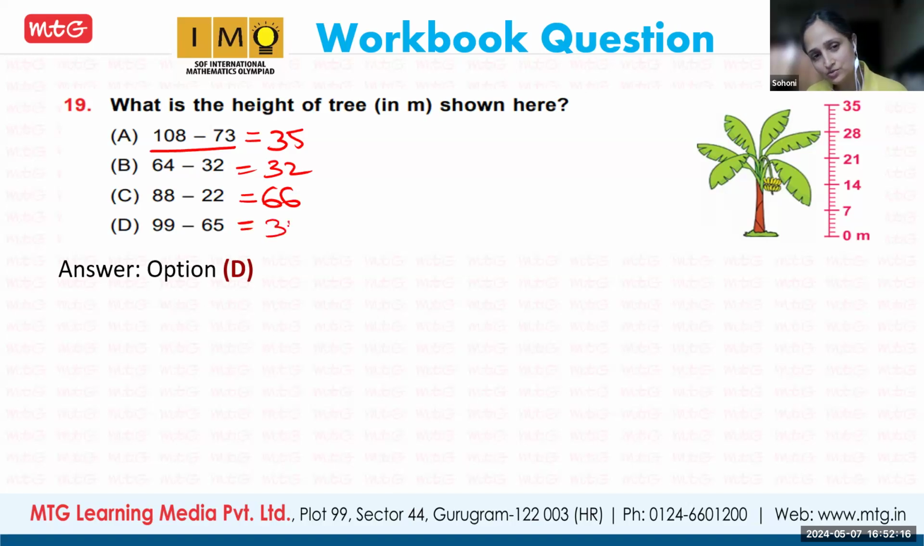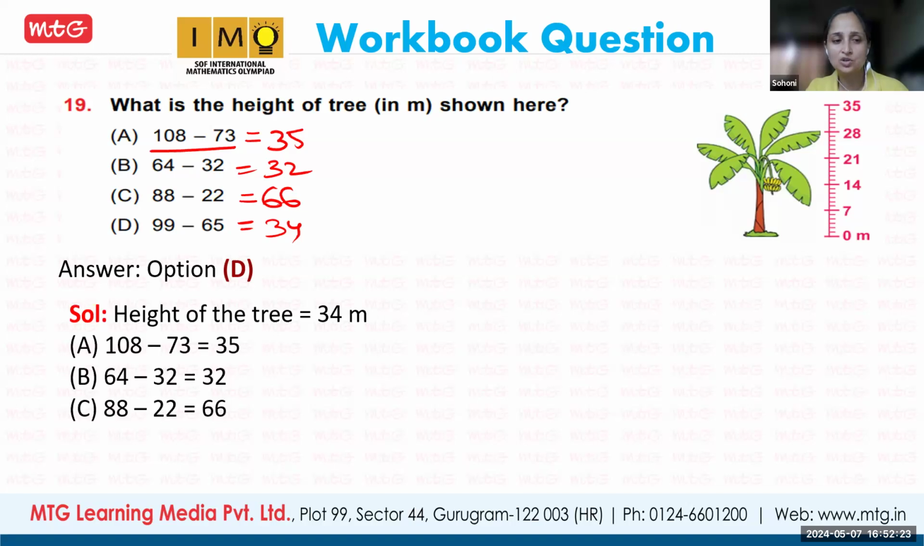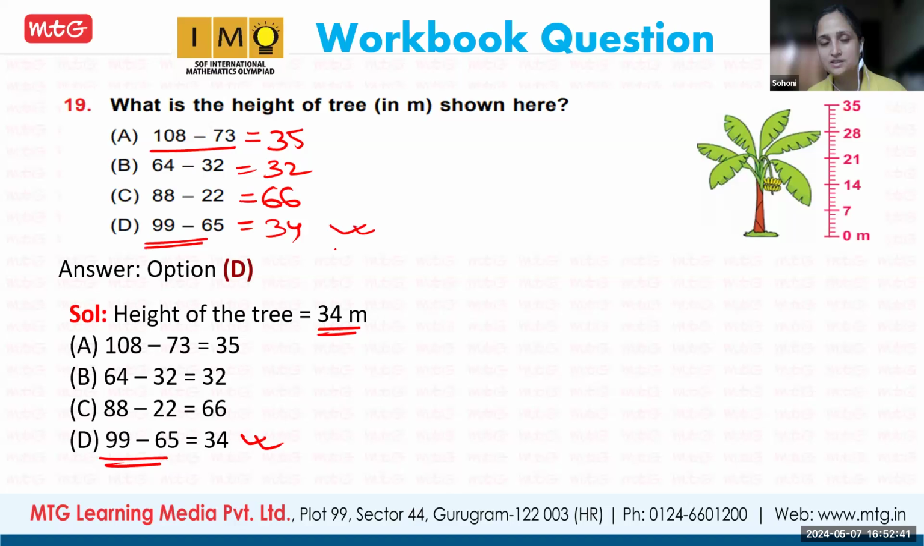Ma'am, 34. So that means the height of the tree, which is 34, is same as option D. So that's why the correct answer is D. Height of the tree is 34 and 99 minus 65 is 34. So that's why correct answer is D. Okay. So let's see the next one.